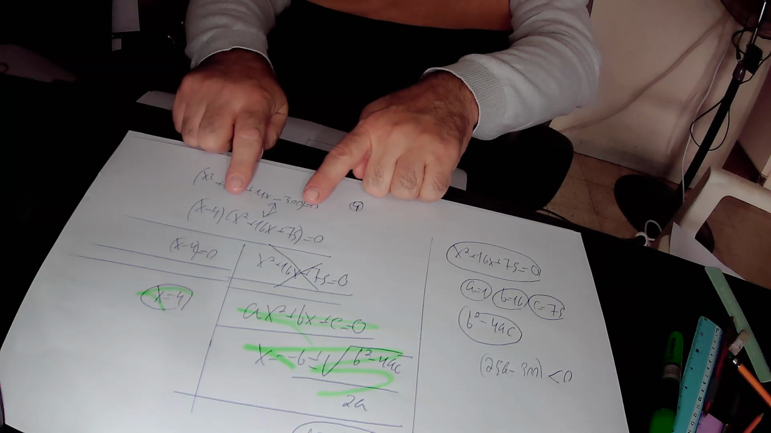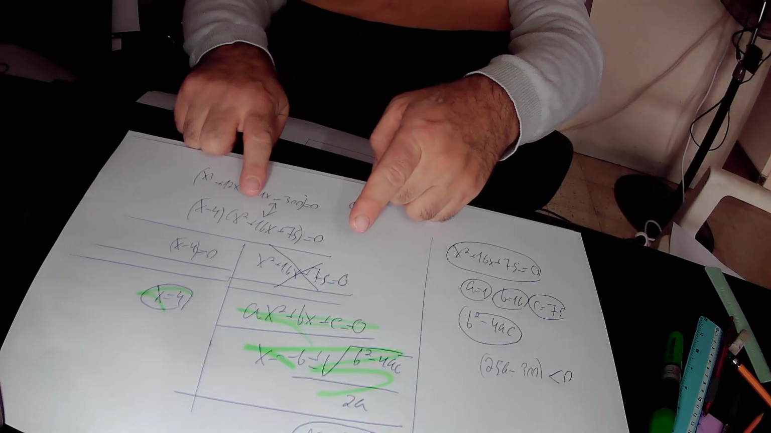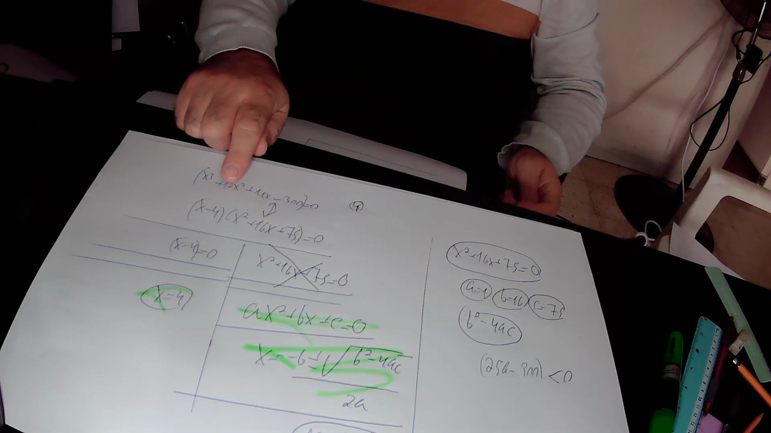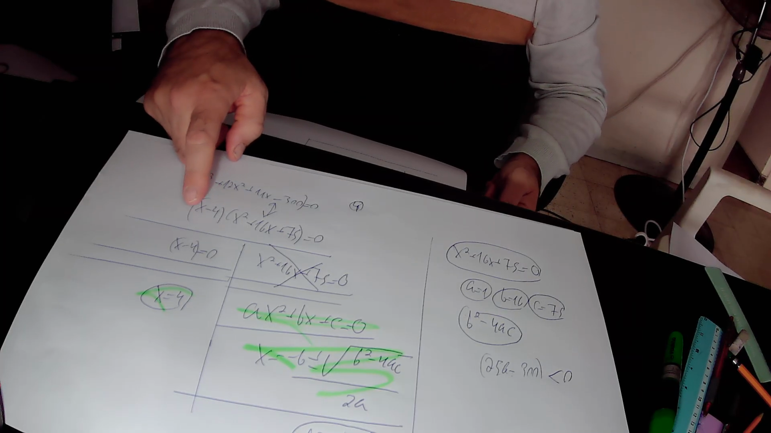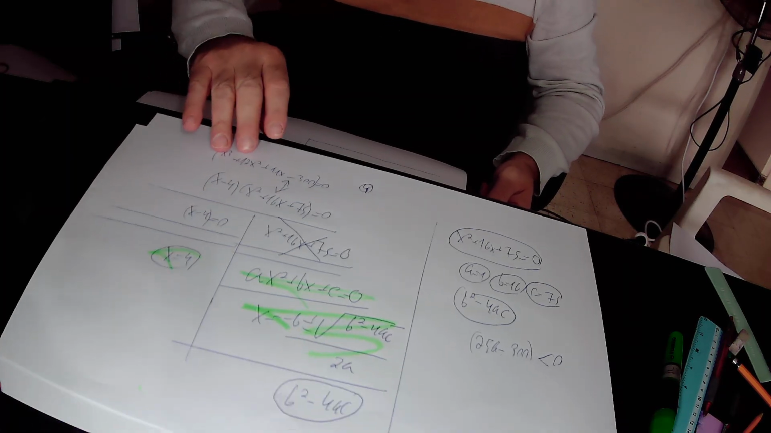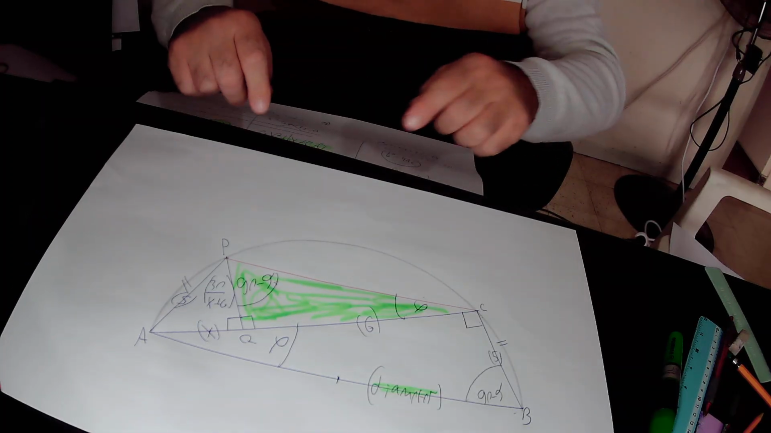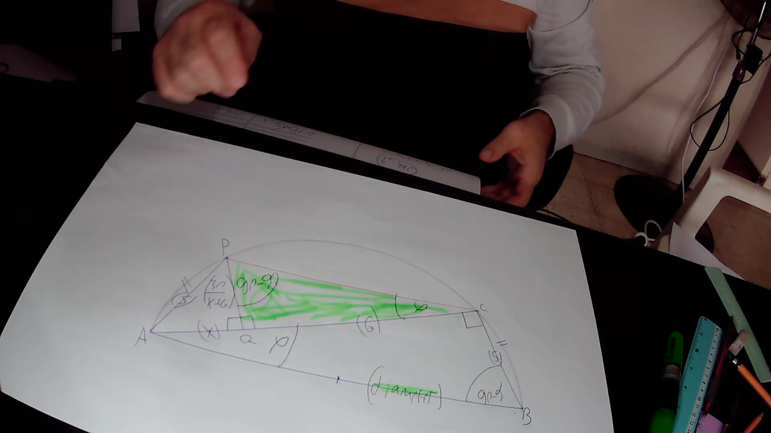So the second solution to this equation is that x squared plus 16x plus 75 equals 0. The first solution to this equation is x minus 4 equals 0. Here we added 4 to both sides, and I found out that x equals 4. So the first solution to this question is that AQ equals x, which is equal to 4 units.